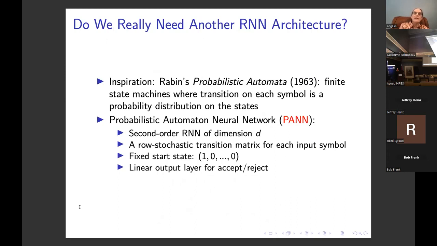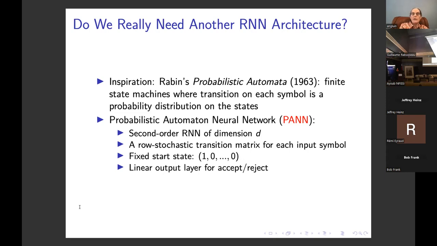Do we really need another recurrent neural net architecture? We seem to have a fair number of them. What happened in my empirical studies was that I came up with this simple second order recurrent network that seemed to at least promise some more interpretability in its learning process. So let me describe it briefly to you.